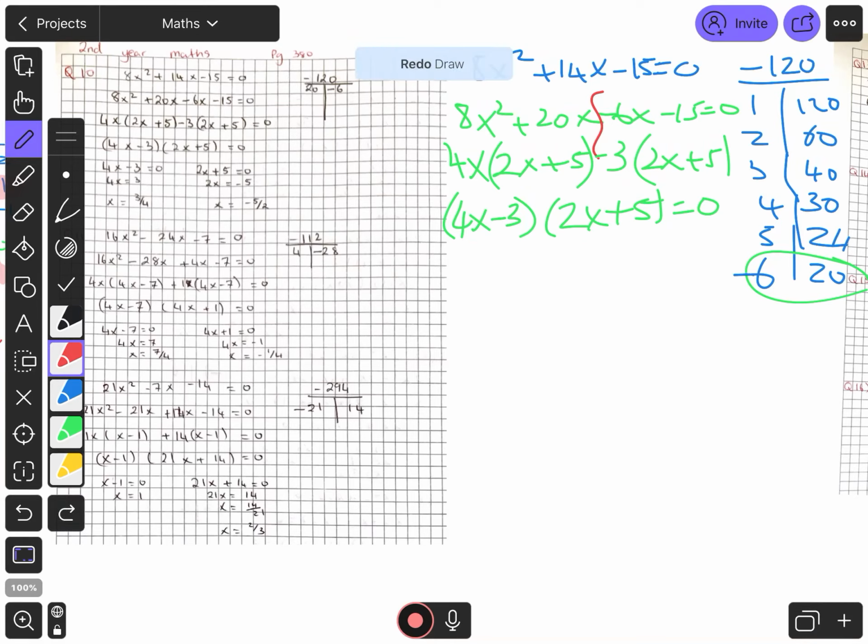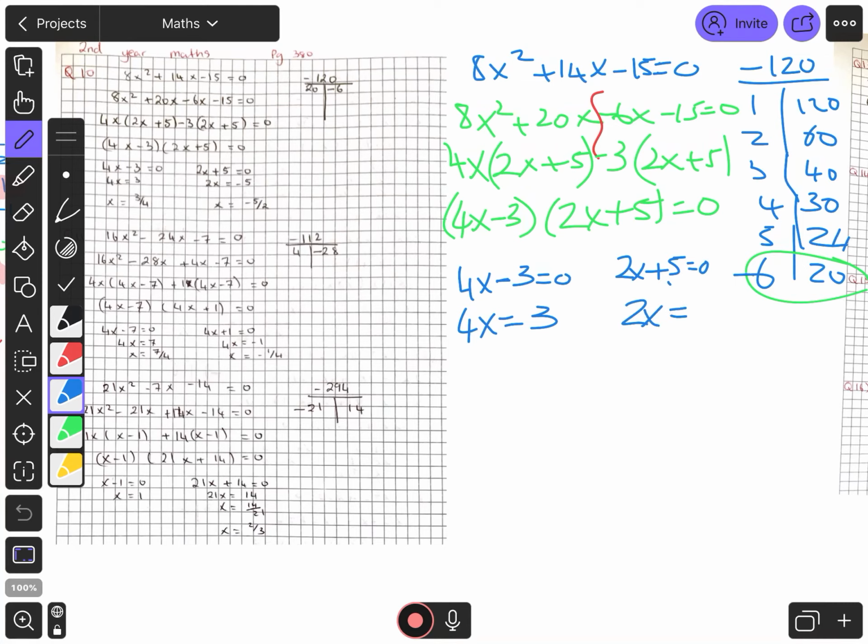So what I'm going to do here is write out 4x minus 3 equals 0. That's a possibility. And we're going to solve. The other possibility is 2x plus 5 equals 0. And we're going to solve that as well. So solve means get x on its own. So to get x on its own, I'm going to move this across first, and that is going to become 4x equals plus 3 plus 0, so that's just plus 3. I'm going to do the same on this side. 2x, when that plus 5 goes across, it's going to become minus 5.